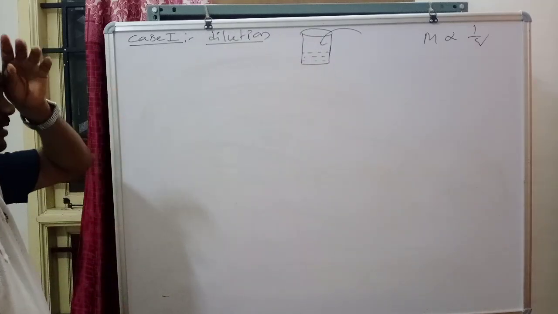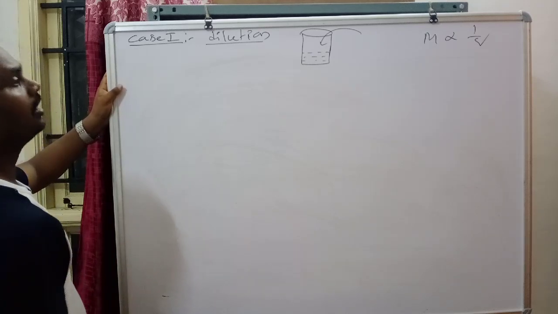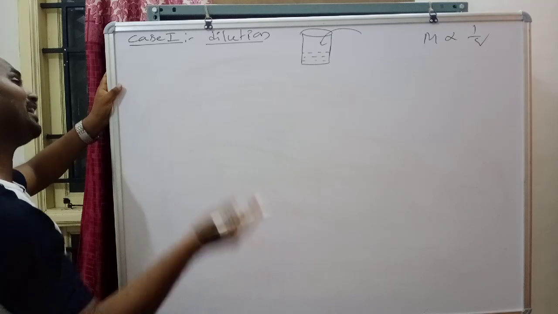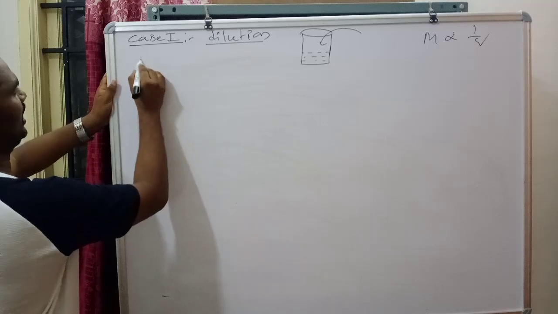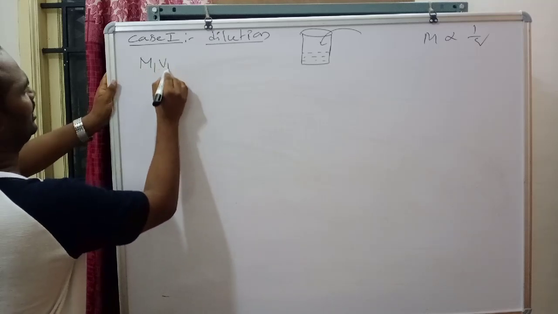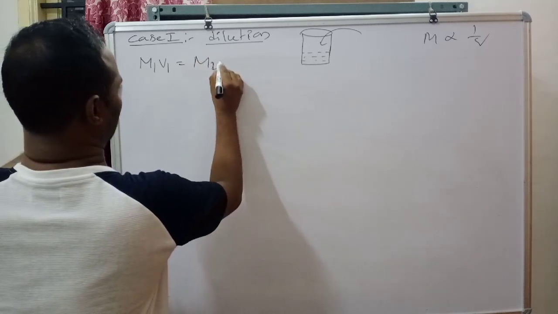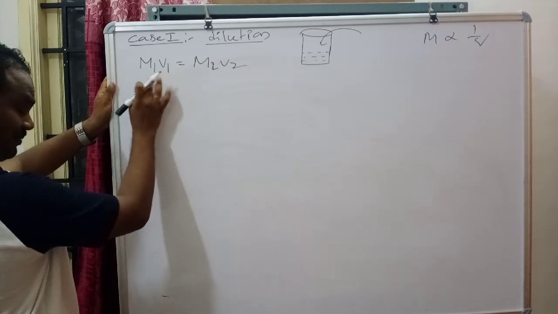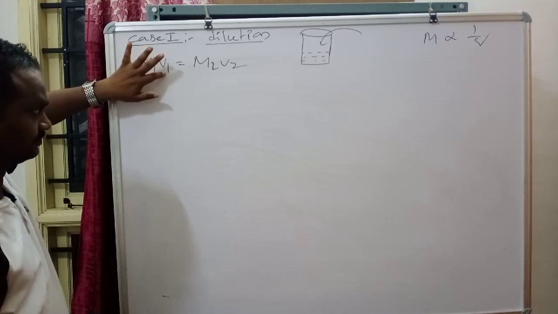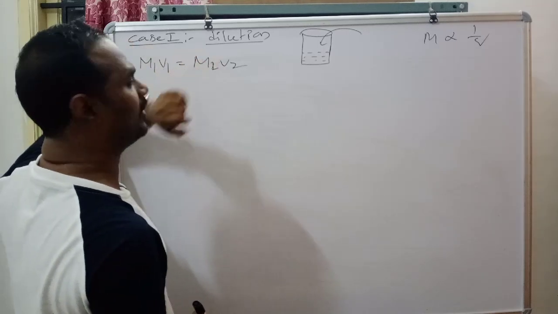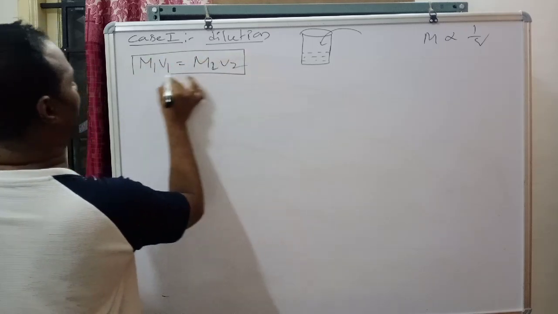In the dilution case, to calculate the final molarity, meaning the molarity after dilution, after adding water, what is the final concentration, that is what we call final molarity. To calculate the final molarity in the dilution case, the formula is M1V1 = M2V2. Here M1 and V1 are the initial molarity and volume before dilution, and M2 and V2 are the final molarity and final volume. Is it clear? This is the formula we use in the dilution case.